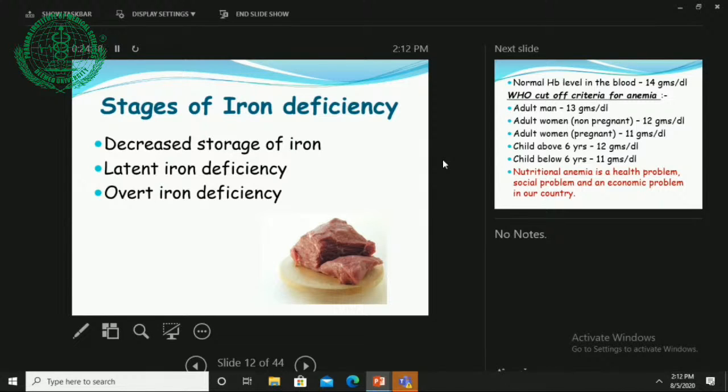Here there are signs and symptoms of iron deficiency, and if you do hemoglobin estimation, that is also reduced at this stage. So that was about the stages of iron deficiency. The majority of the cases belong to the latent stage of iron deficiency.